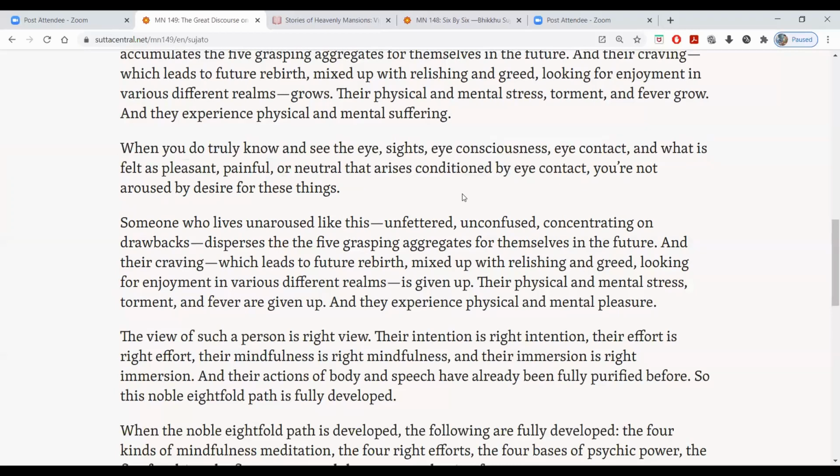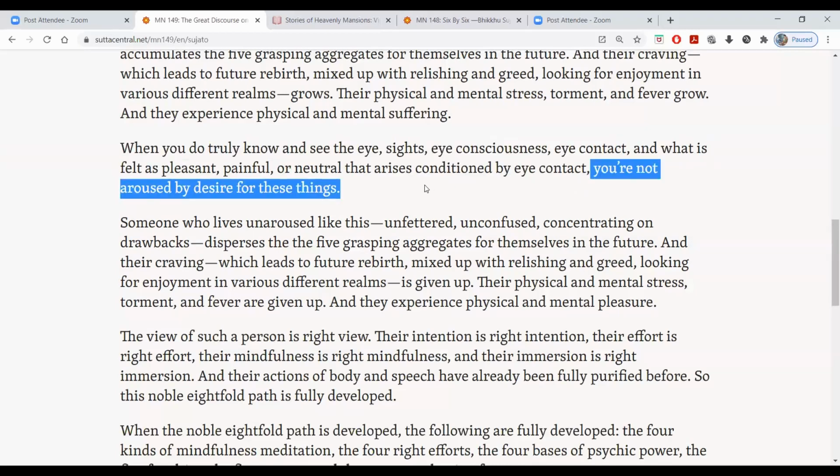If you do that, you are not aroused by desire for these things. You understand that? Now your path is different. It's not the habitual path. Oh, I need this more, I need this more, and I really like this, and I am attached to this. That's the habitual path, right? And you fight for that. You harm somebody to satisfy your desires. That is the habitual path. But now you use vipassana knowledge, so you are not aroused by desire for these things, and now it's a different path.